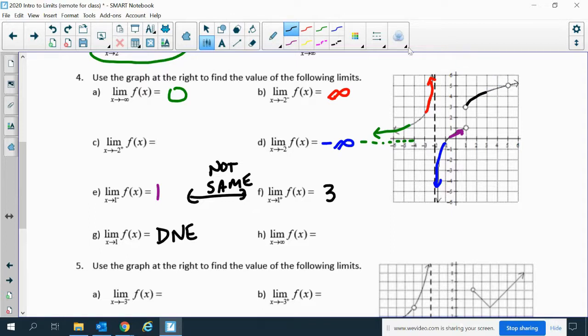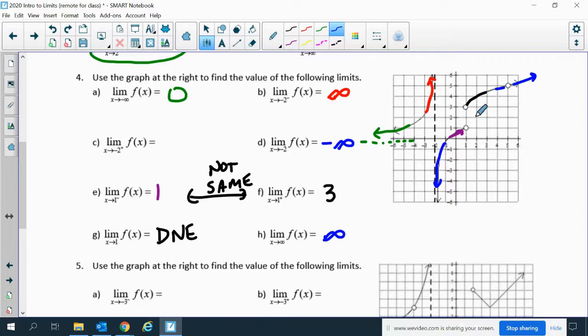And then it appears that as I approach positive infinity, I have y equals positive infinity. It does not look like there's any sort of asymptote going on. It looks like it just keeps going up forever. So that's what's going on here.